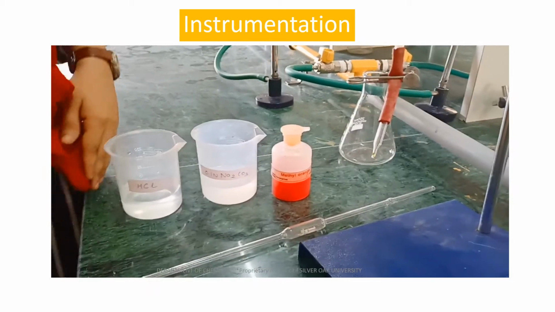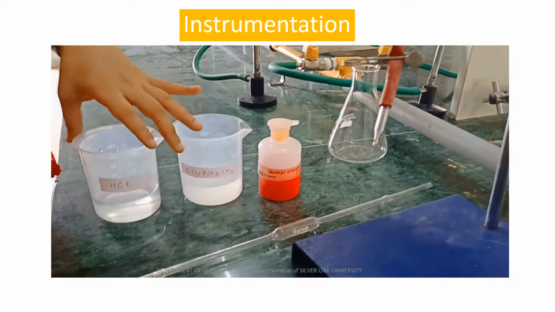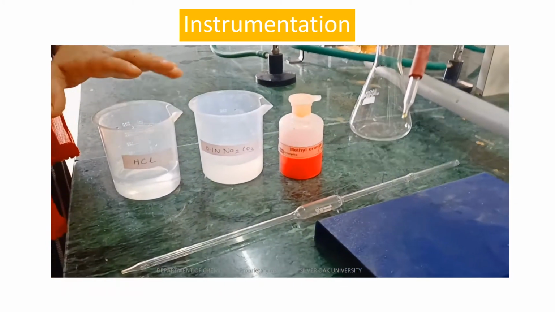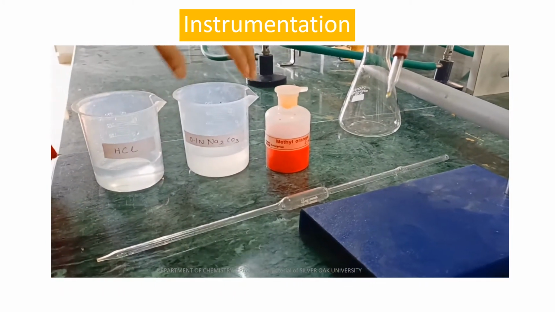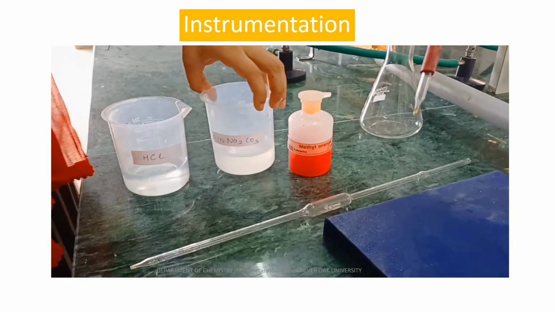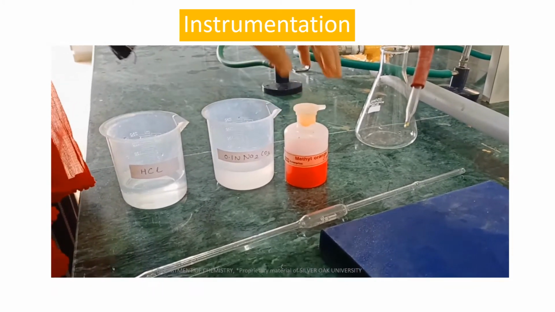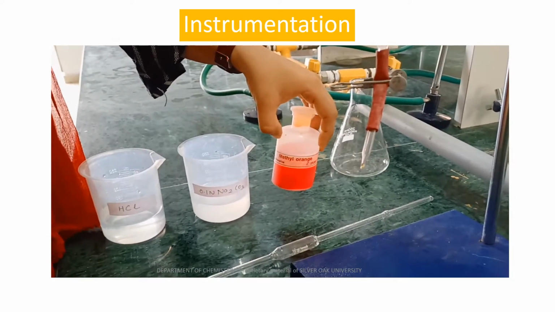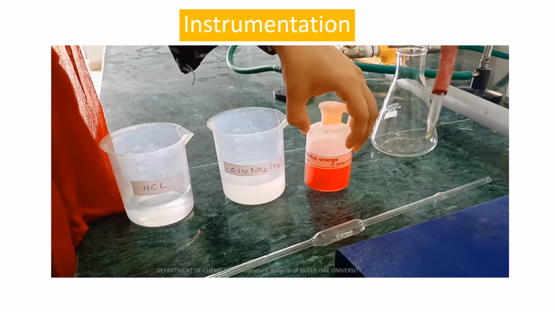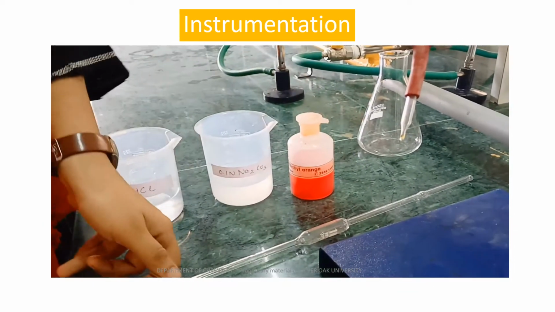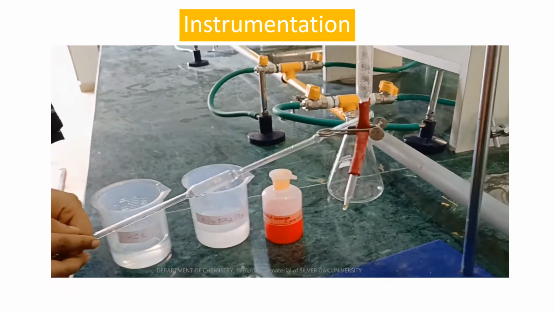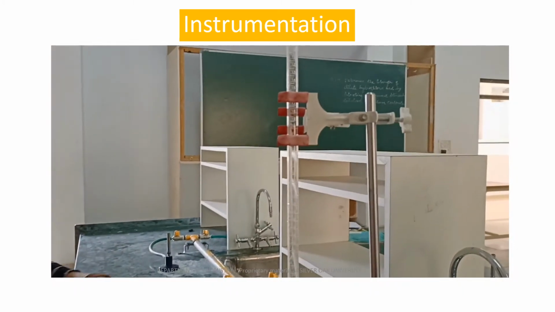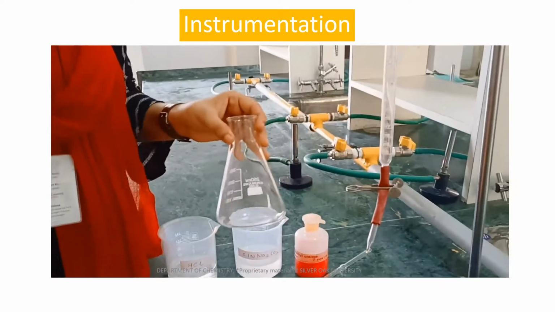So children, here you can see that there is an unknown solution of HCl, that is, we do not know the concentration of this HCl. Then there is Na2CO3, which is 0.1 normal, and the indicator, as you know, methyl orange. You can see it is orange in color, therefore it is named methyl orange. We require a pipette, a 10 ml pipette. Then there is a burette, you can see this is a burette, and a flask for reaction.